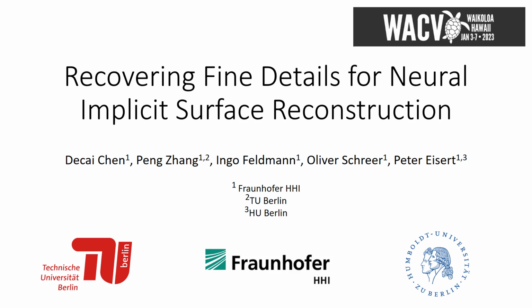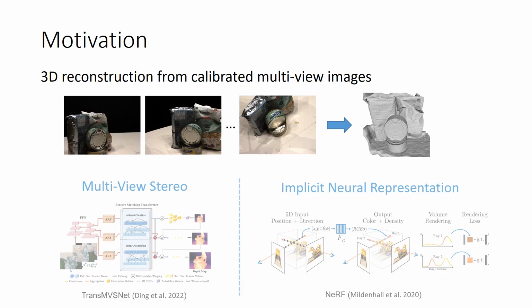In this talk, we present our work recovering fine details for neural implicit surface reconstruction. 3D reconstruction from calibrated multi-view images is a long-standing challenge in computer vision. Classical pipelines involve several steps, including depth map estimation using multi-view stereo, fusion into global space, and surface extraction.